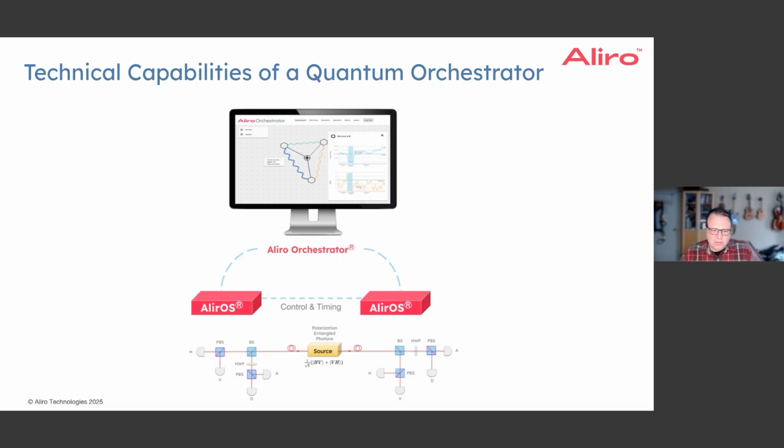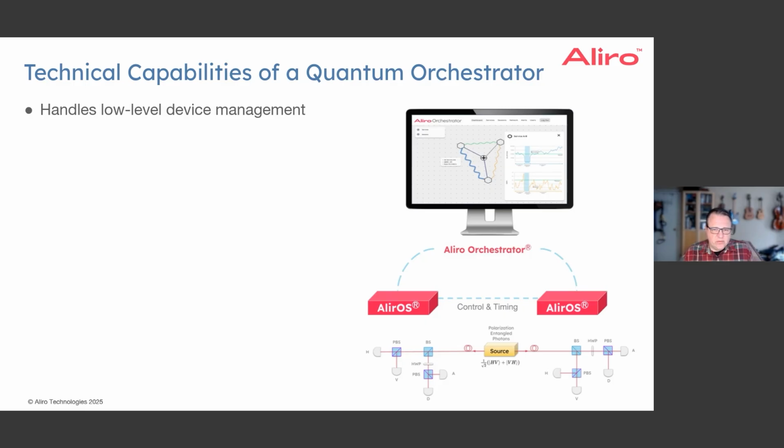What are the technical capabilities of a quantum orchestrator? It's going to handle low-level device management. And what a low-level device is can depend on the particular application. Whether that is in the lowest level of this diagram, beam splitters, entangled photon source, polarizing beam splitter, or maybe your low-level device is a network appliance, such as an Aliro device, providing quantum key distribution, for example.